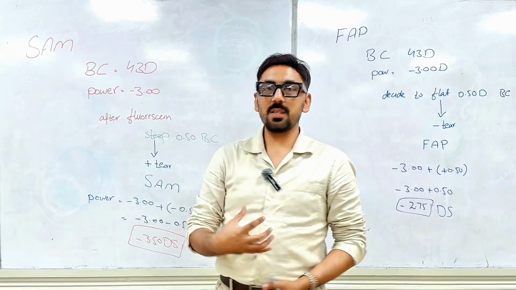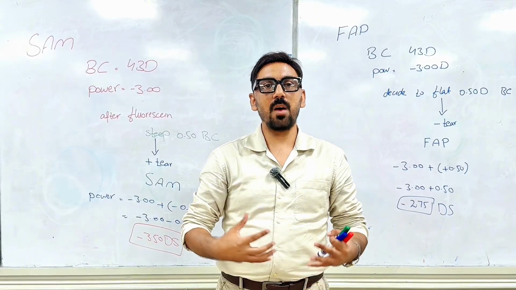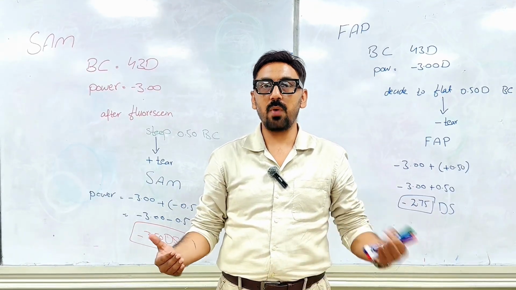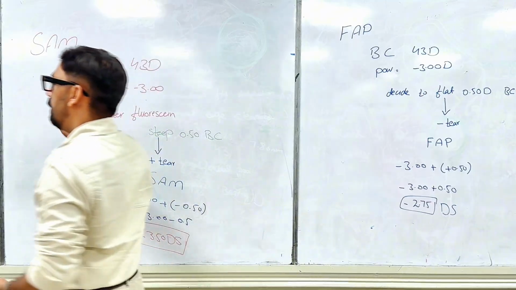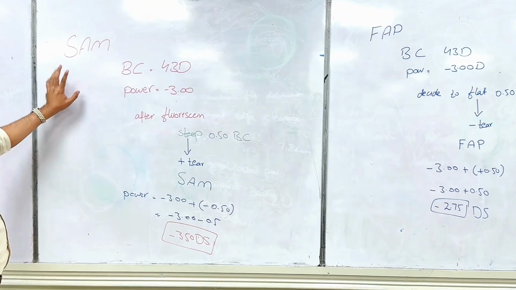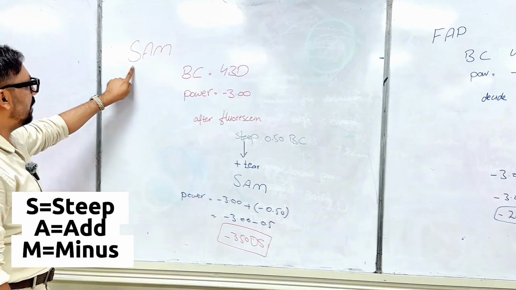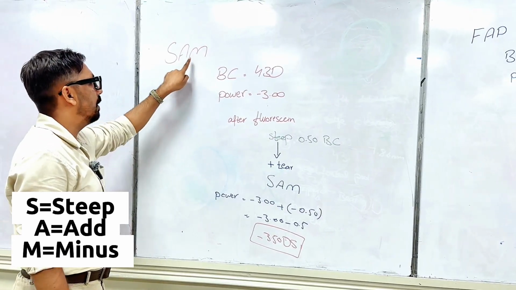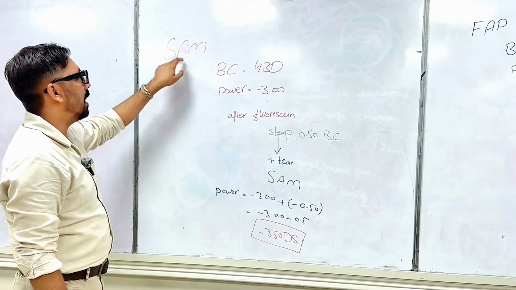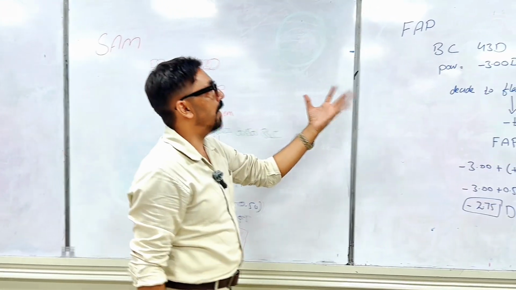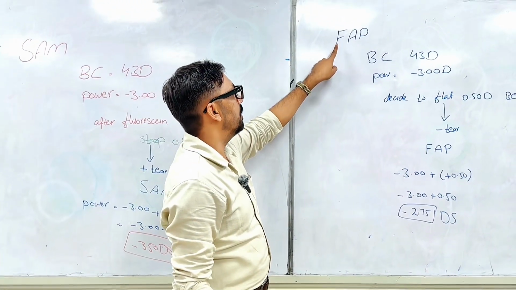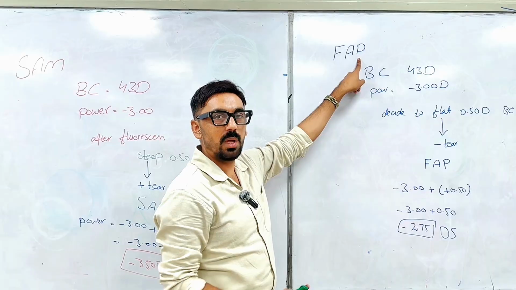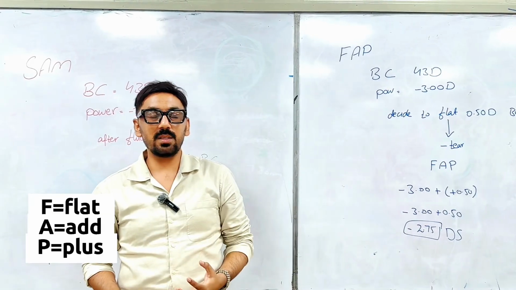So to neutralize that tear lens, we have a rule called SAM and FAP. This is SAM: SAM means steep, add minus. If the fitting is steep, then you have to add minus, right? And if you have a flat fitting, then you have to add plus. This is the rule to neutralize that tear lens.